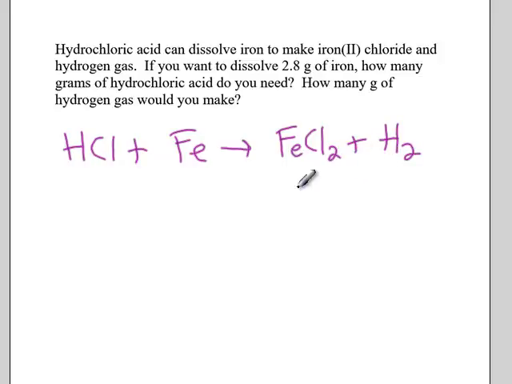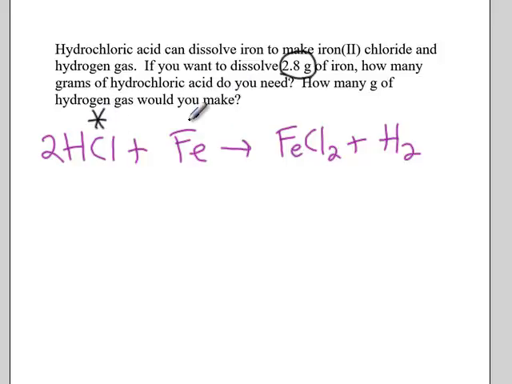So this is almost balanced. We just need a coefficient of 2 in front of the hydrochloric acid, and that should have everything balanced. Now in this problem, we want to dissolve a certain amount of iron, 2.8 grams of iron. How many grams of hydrochloric acid do we need?